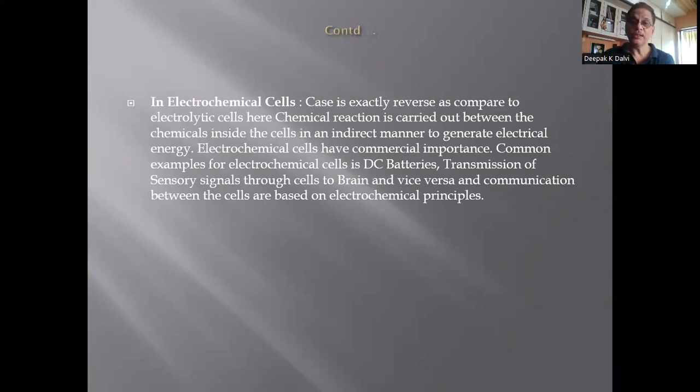And also there is an example of transmission of sensory signals through cells, to the brain, and also from the brain to the cell as feedback. That is a communication between the cells. Now all this is based on which principle? It is the electrochemical principle. So these were the types: electrolytic cells and electrochemical cells.